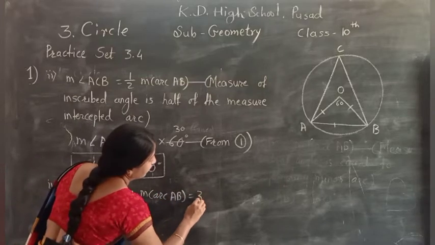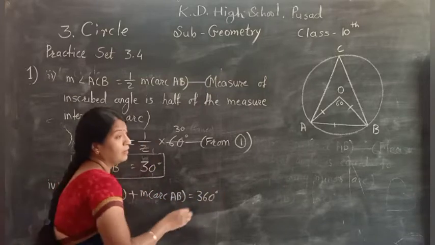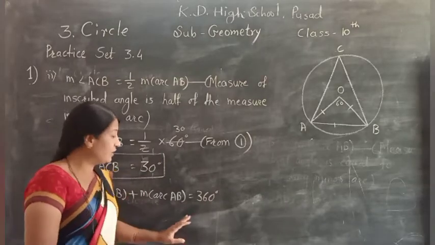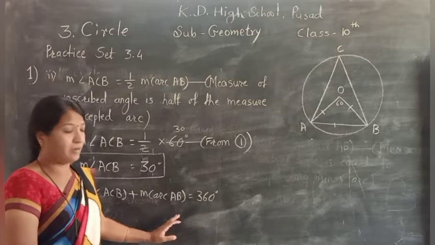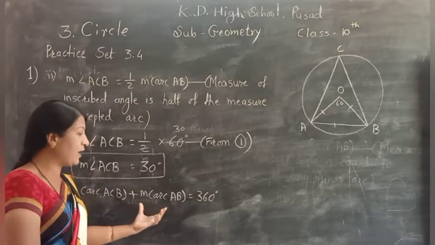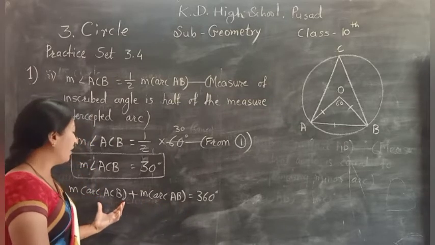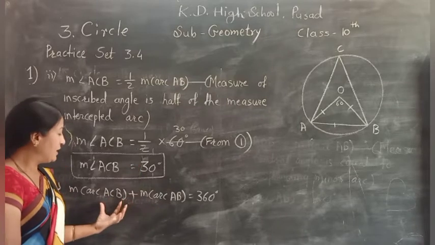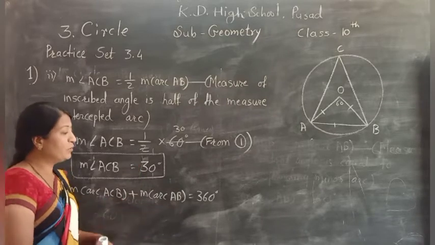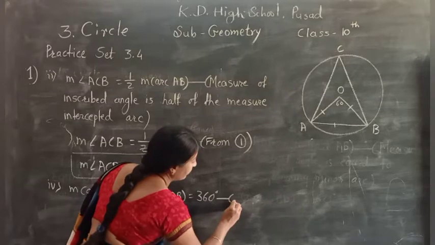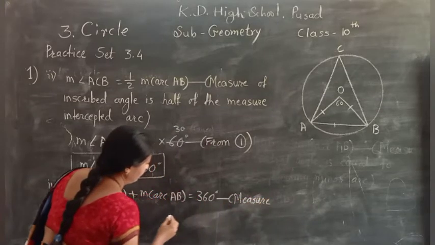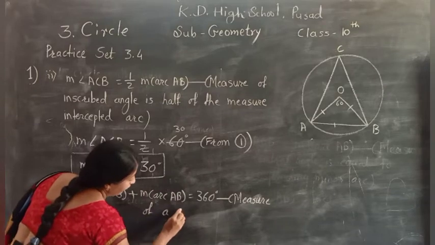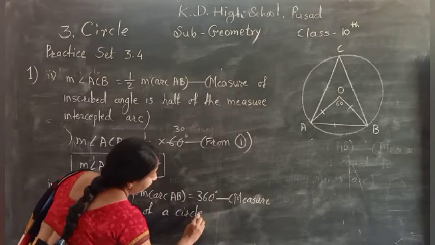is equal to 360 degree. Whichever method you use, the same answer will come. Either write the formula, measure of major arc, otherwise you can directly write measure arc ACB plus measure arc AB is equal to 360. It is the measure of the circle. Okay, very clear.